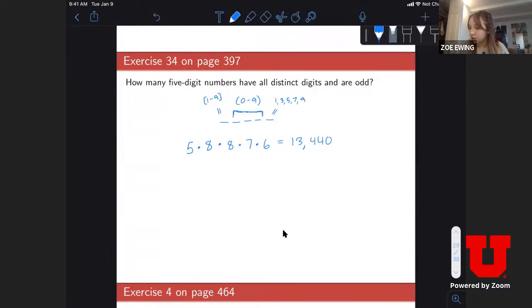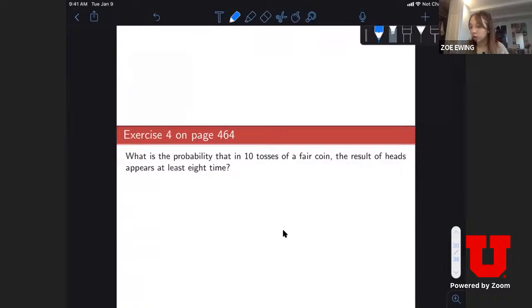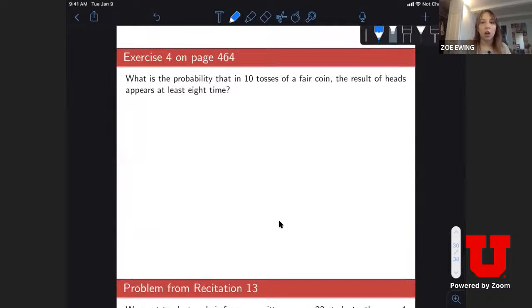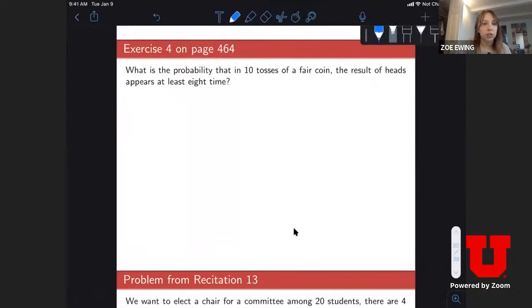Okay, let's go on to, actually, let's see. Sorry, I got confused. My iPad is showing that it's 9:41 on January 9th. So, don't know why that is. I was like, it's not 9:41, it's 11.